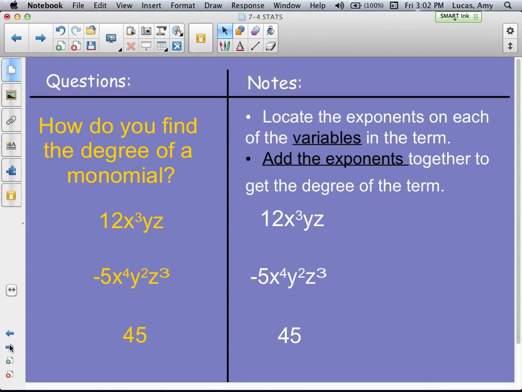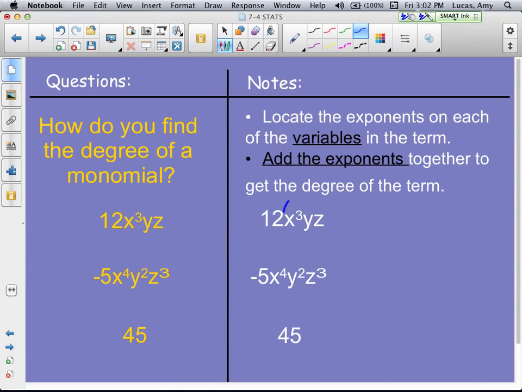In the next slide, we're going to start talking about how you find the degree. First, we're finding the degree of a monomial, and then we'll find the degree of the entire polynomial. So to find the degree, it says locate the exponents on each of the variables in the term. So the exponents on the variables. And then we're going to add those exponents together to get the degree of the term.